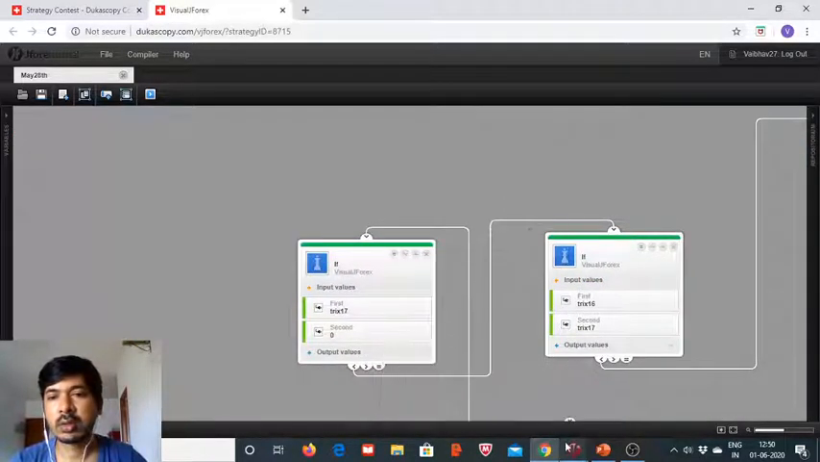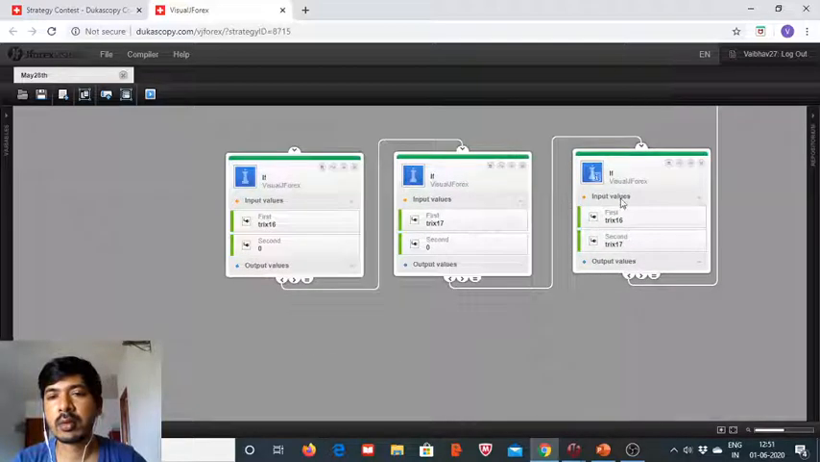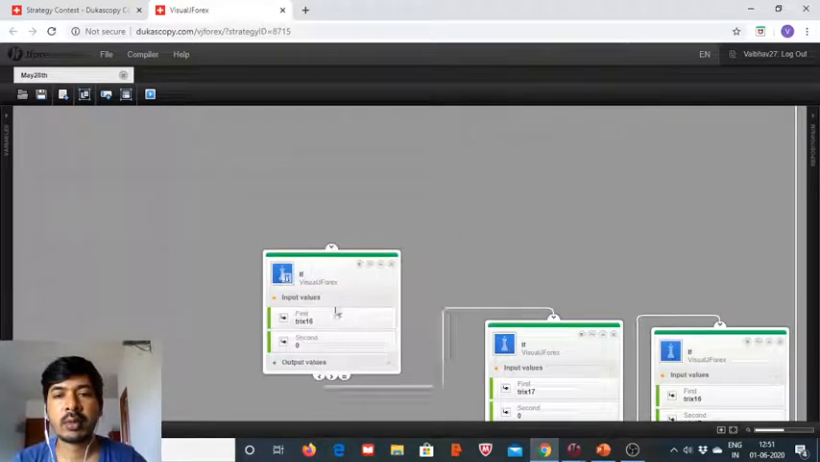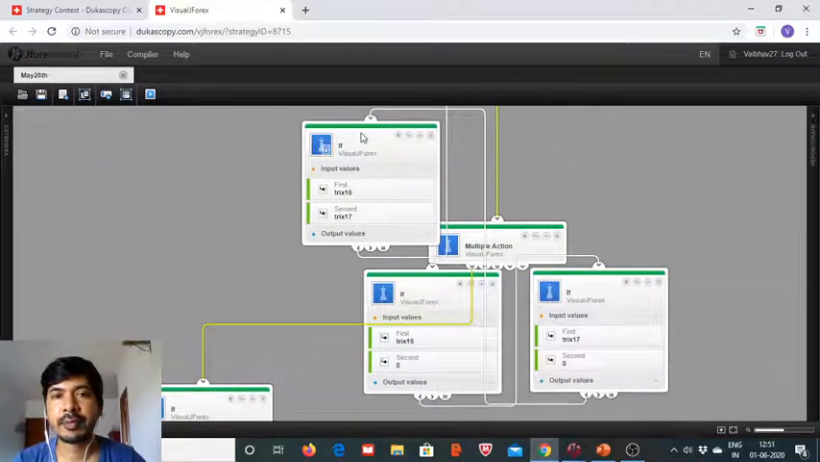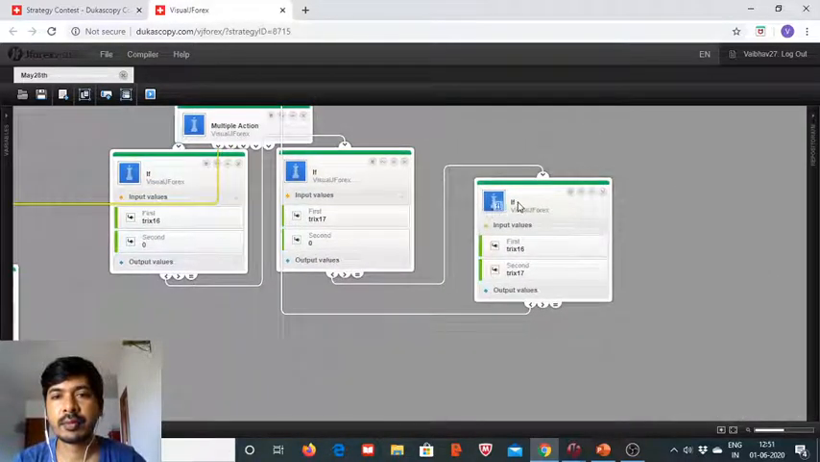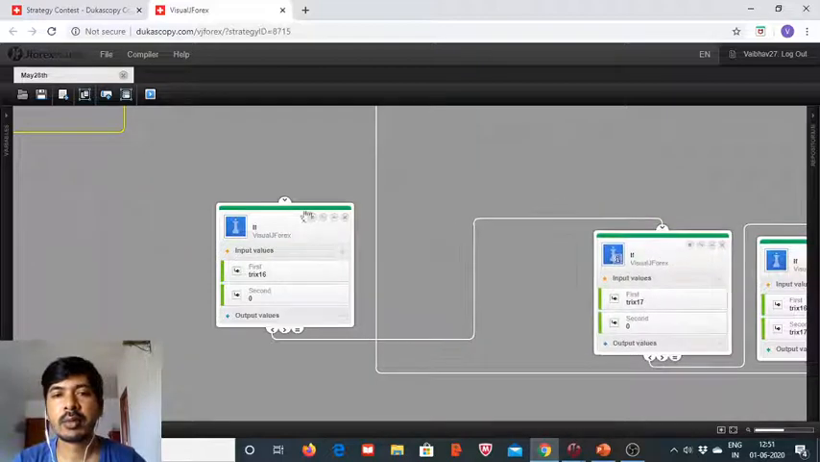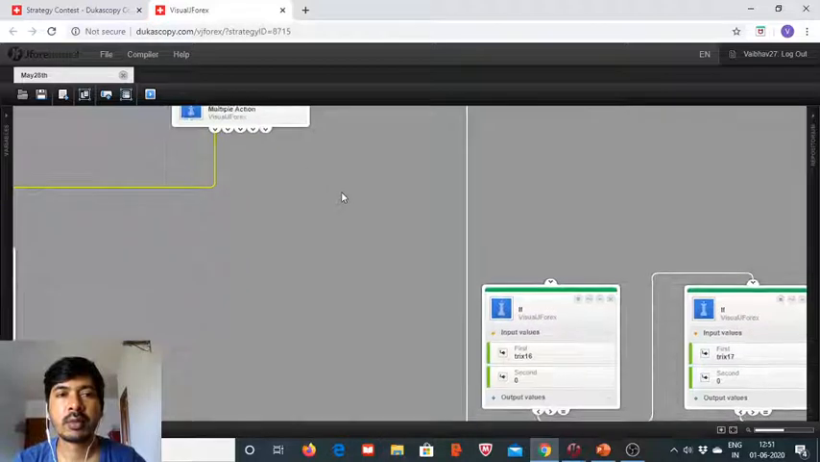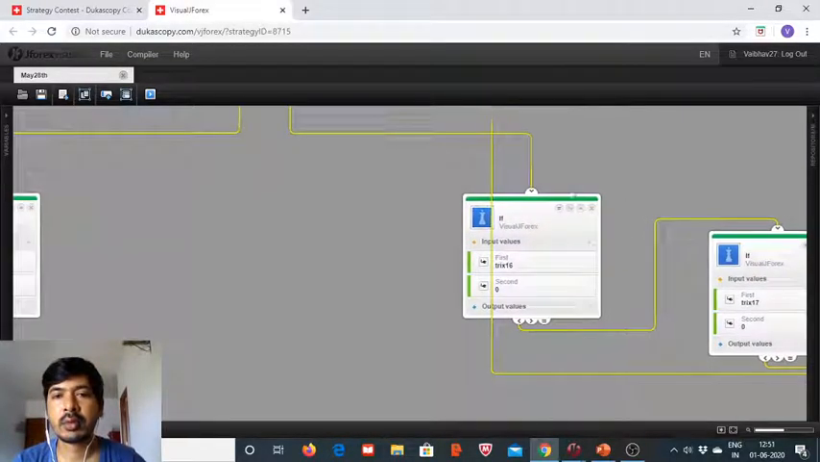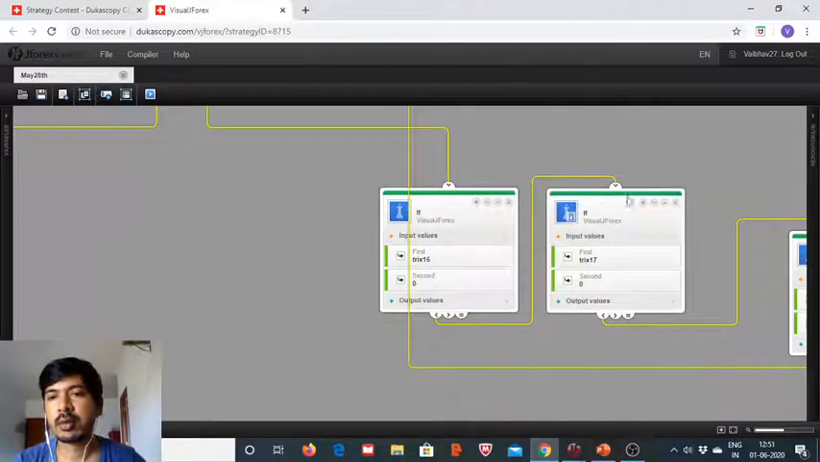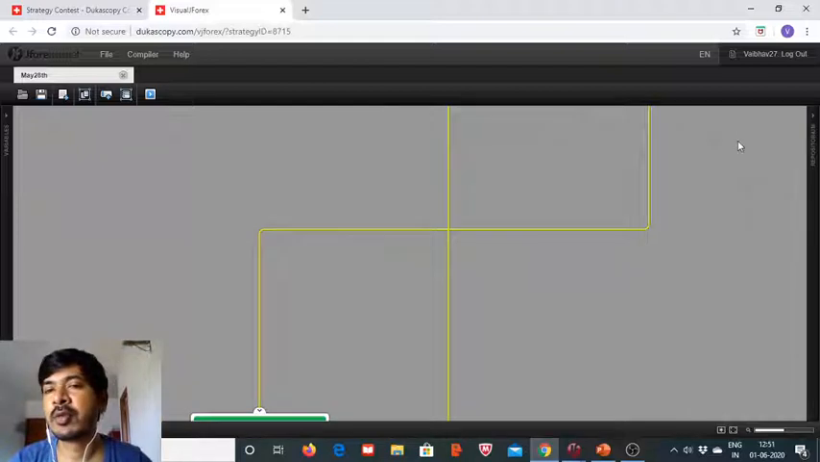Let us connect these blocks. So here, and this one is connected. So we got the color coded flow going.